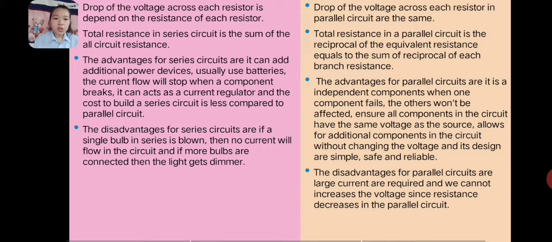The disadvantages of the series circuit are: if a single bulb in the series circuit is blown, then no current will flow in the circuit. And if more bulbs are connected in the series circuit, then the light will get dimmer. The disadvantages of the parallel circuit are: large currents are required, and we cannot increase the voltage in the parallel circuit, since the resistance will decrease in parallel circuits.